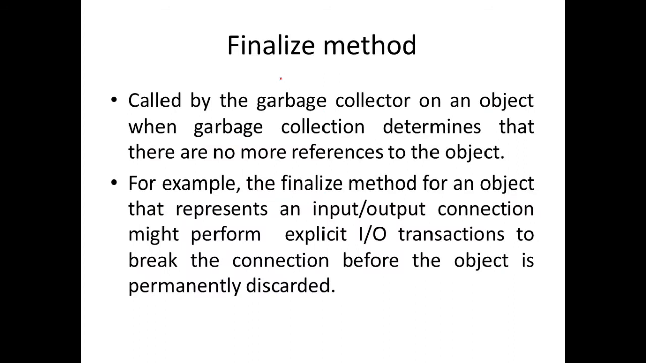So we have to understand what this finalize method is. It's called by the garbage collector on an object when garbage collection determines that there are no more references to the object. Now we all know what no more references means. The finalize method for an object that represents an input-output connection might perform explicit IO transactions to break the connection. This is what I was telling you. If there is any IO happening, input-output operations performed by the object, we have to release the resources. This finalize method can have the code to release the resources.